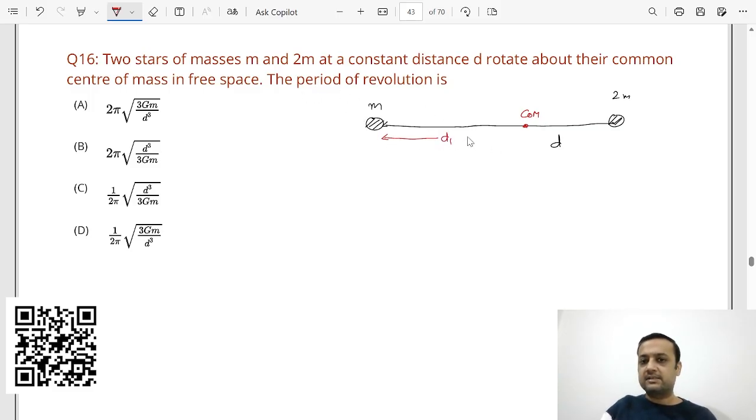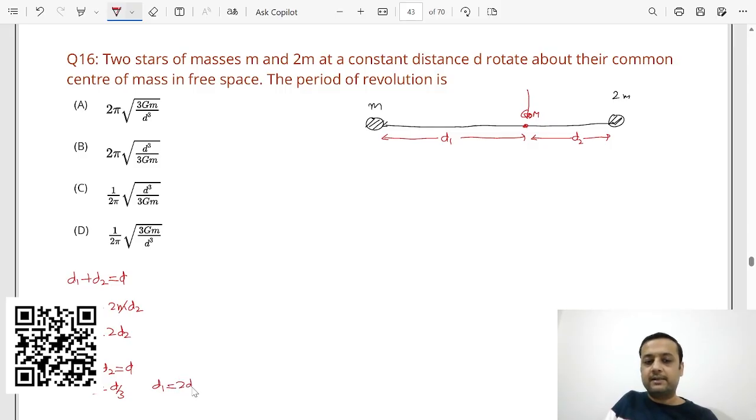Let's say this is the distance d1, and let us say this distance is d2. Notice that d1 plus d2 is nothing but d, the total distance between them. Since this is the center of mass, we can say m into d1 is equal to 2m into d2, which means d1 is equal to 2 d2. If I put the value of d1 in the above equation, we get 2 d2 plus d2 is equal to d, which means d2 will be d by 3 and d1 will be 2d by 3.